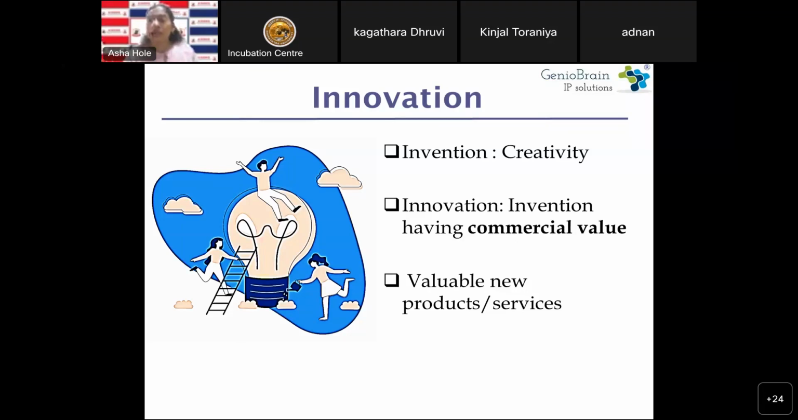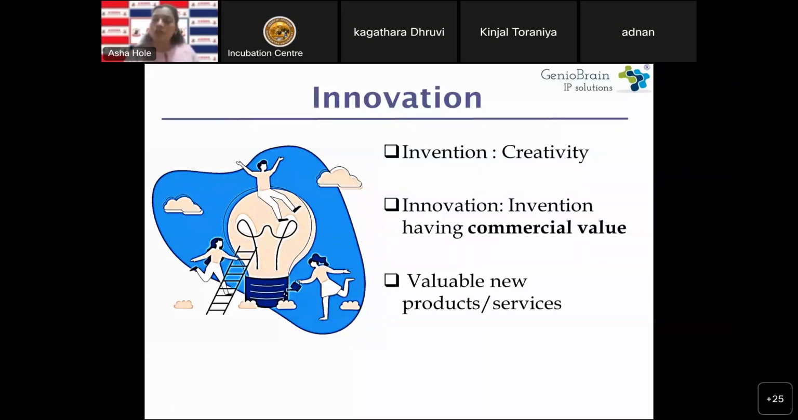We have some hypothetical examples to help you all get a very clear picture. What is the difference between invention and innovation? If your invention has a commercial value, then only you will get a patent and you will get a commercial benefit from your research. And that is very important: your product, your innovation, should be valuable to society. That's the very important thing. So that's why today's topic is innovation to IPR, right? Because we are focusing on innovation, because our invention has a creative value plus a commercial gain.